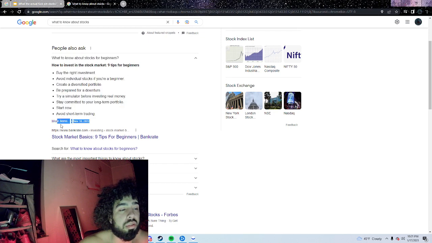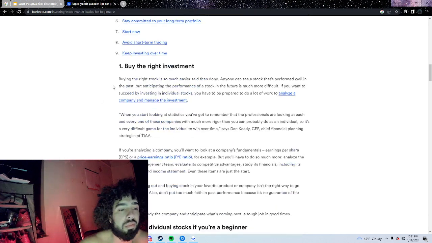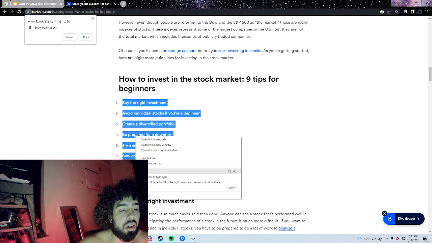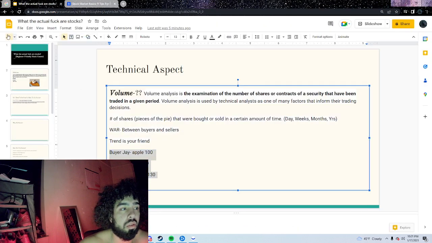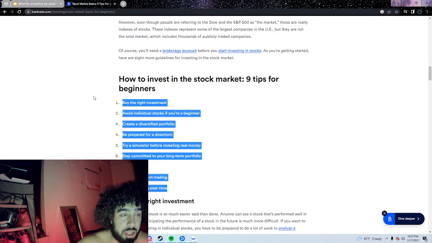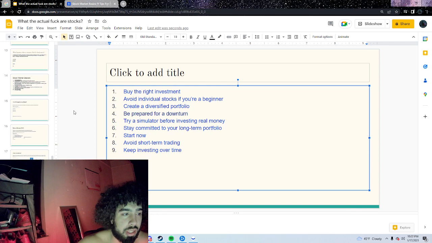Let me see more items. Okay, I'm gonna just copy this. Alright, so this is from Google, right? So this is basically 9 tips, but I broke this down into like 18 different tips. But alright, so buy the right investment. What does that mean, the right investment? I'm not gonna lie, right investment could mean 2 ways.